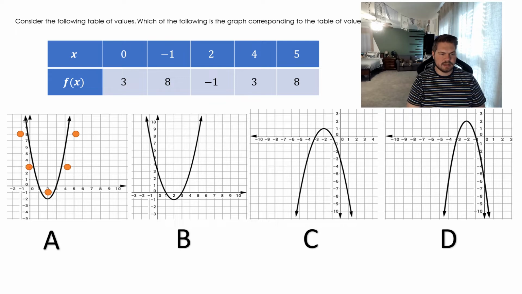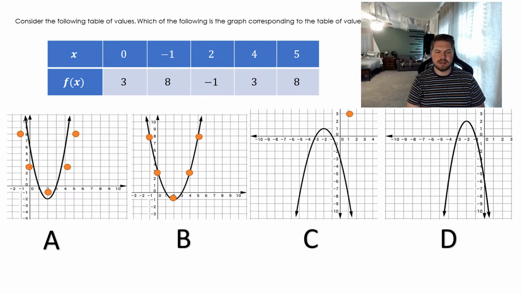Here, though, look at this. 0 should be 3. Yep. At -1, it should be 8. Yep. At 2, it should be -1. Oh, yeah. At 4, it should be 3. Yep, yep. And at 5, it should be 8. Looking good. Looking great. I think we know which one it is, but let's be sure.